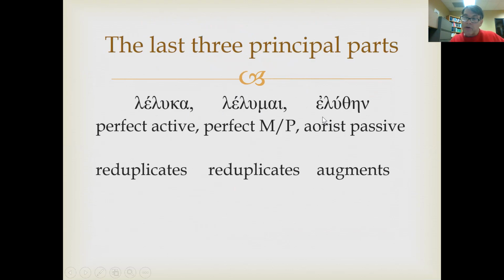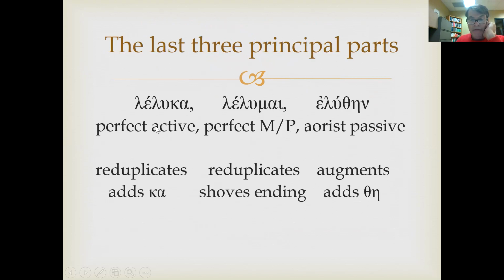And then with this one, you have a little augment added on the front. You have the main part. You have a car that is the tense suffix theta eta telling you it's aorist passive, and then you have the ending caboose at the end. So those are the forms. So it adds a kappa alpha, shoves the ending right on the stem, and then adds a theta eta for these forms.